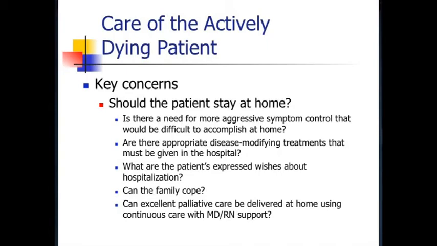So the questions to ask: is there a need for more aggressive symptom control? Are there appropriate disease-modifying therapies that must be given in a hospital environment? What are the patient's expressed prior wishes? Can the family cope? And can the palliative care be delivered at home using continuous care?